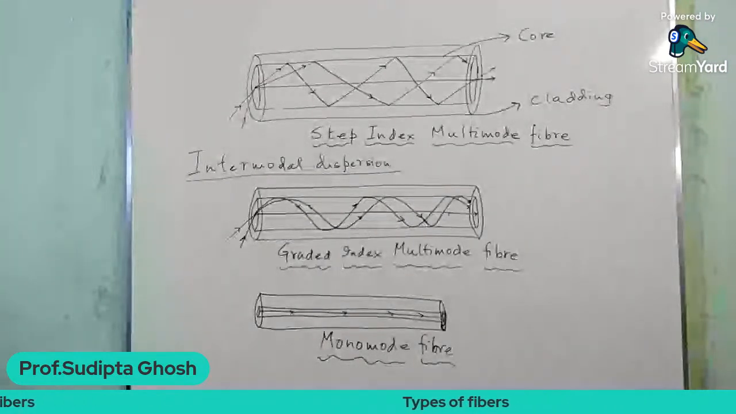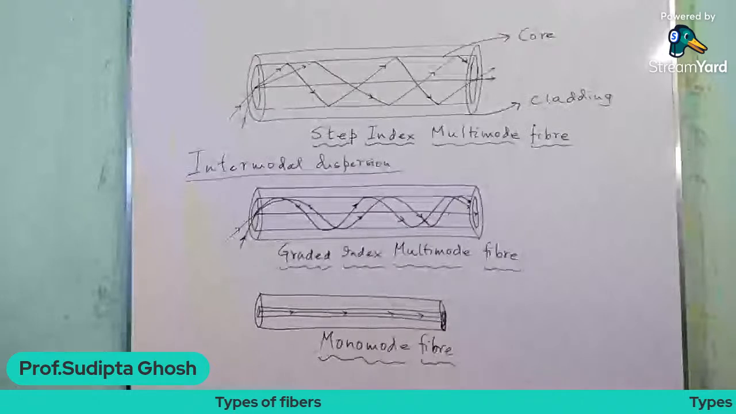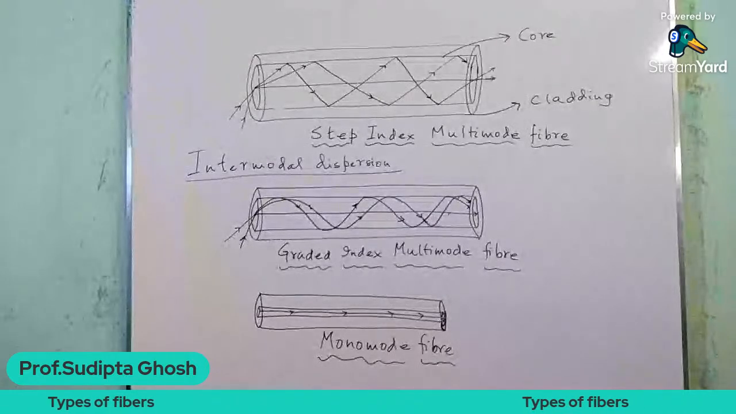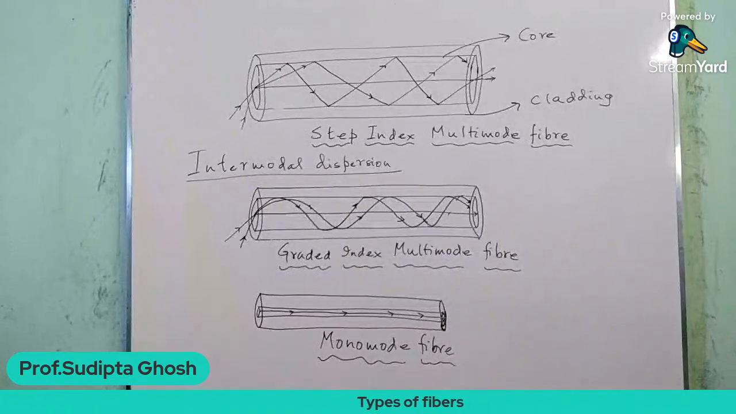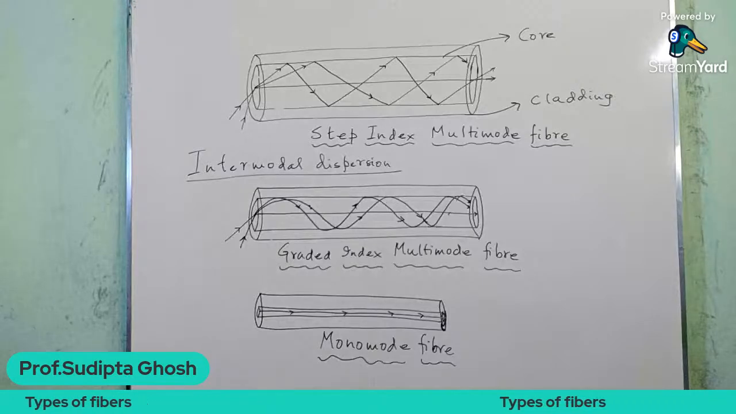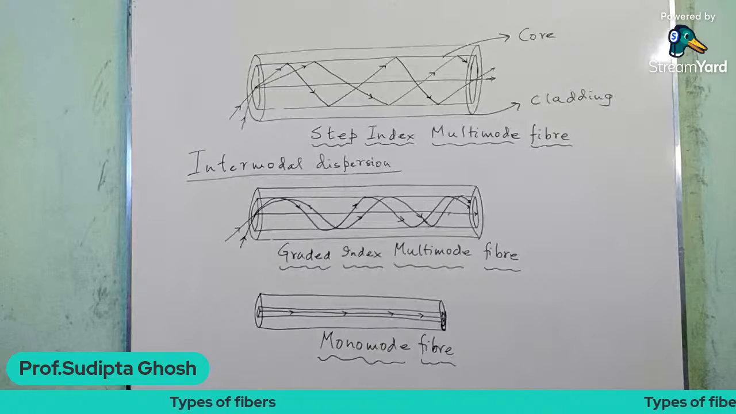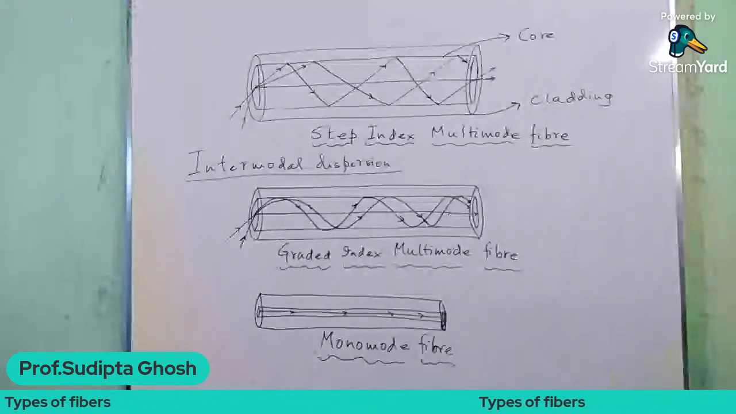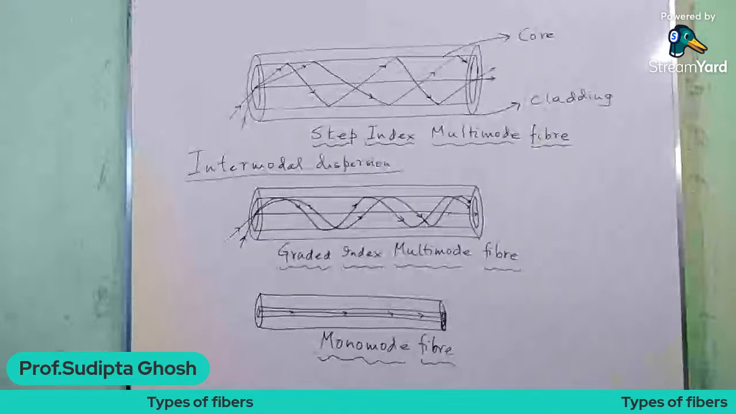But what about the monomode fiber? In a monomode fiber, only a single mode of propagation is allowed. So a monomode fiber is relatively expensive and requires laser sources. But here there is no intermodal dispersion problem, so this type of fiber is mostly suitable for long distance communication.